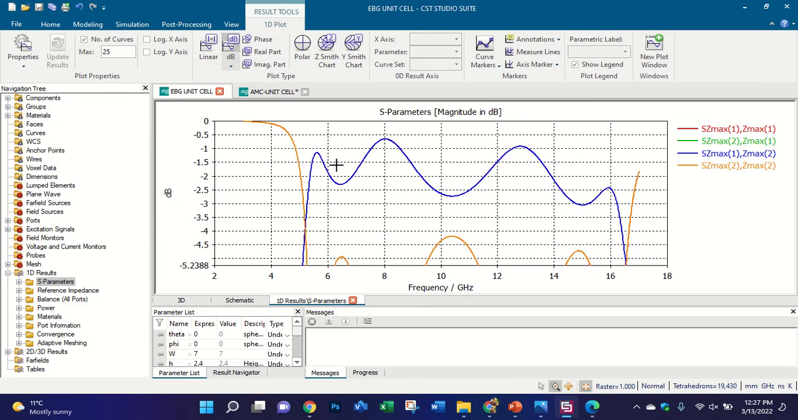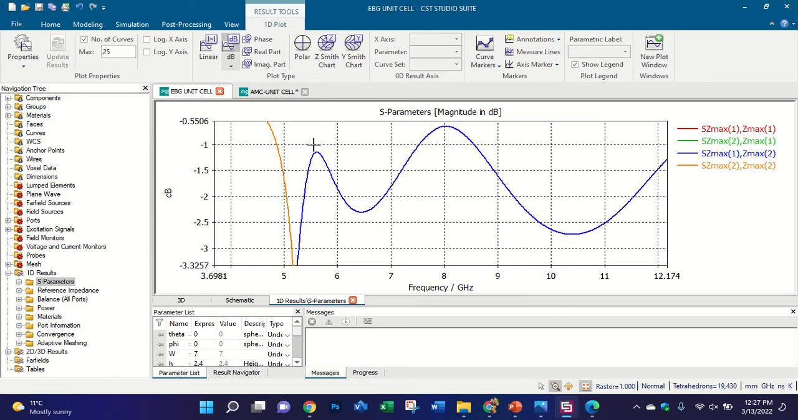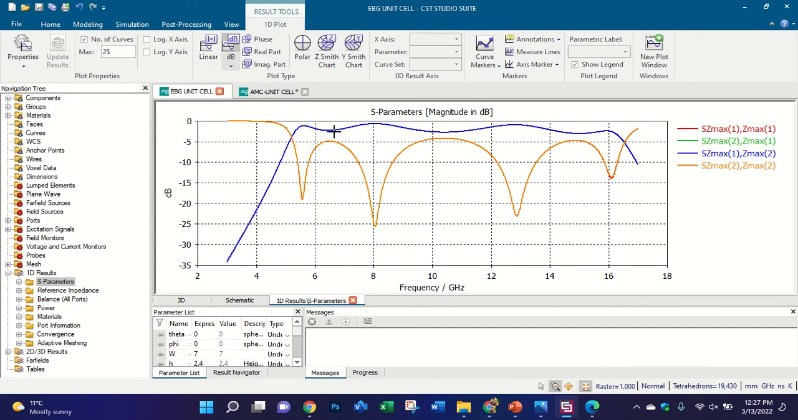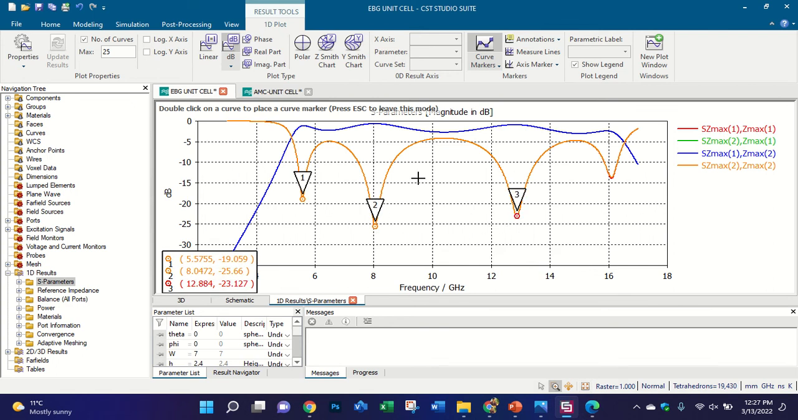So in this case you see it is not exactly 0, but it is very close to 0. Suppose this is a multi resonance universal, like this one. You see it is resonating at this point, this point, this point. And only at these points the reflection phase is very close to 0.